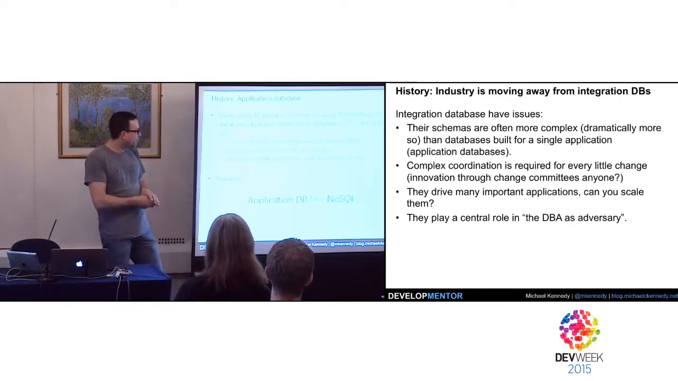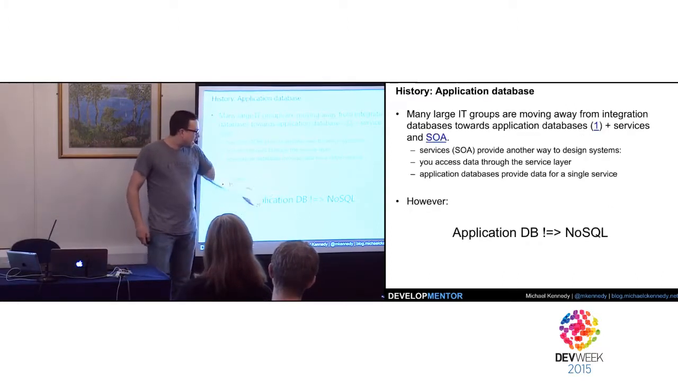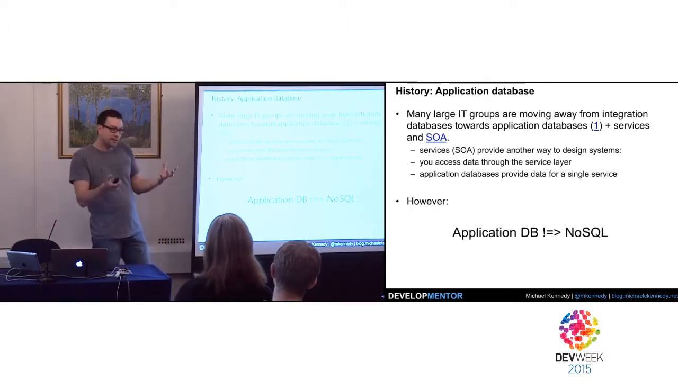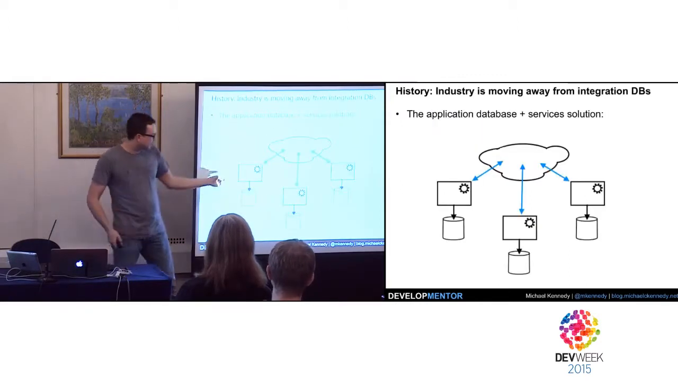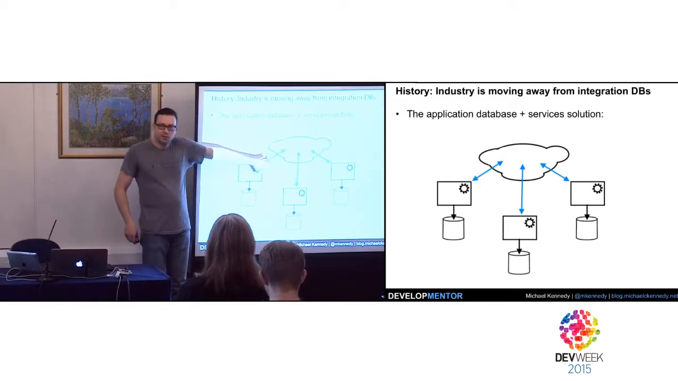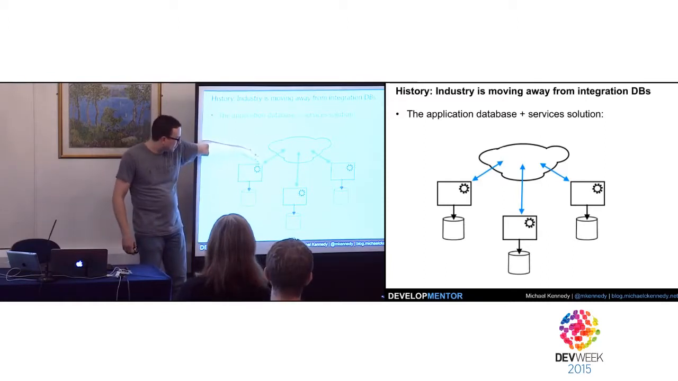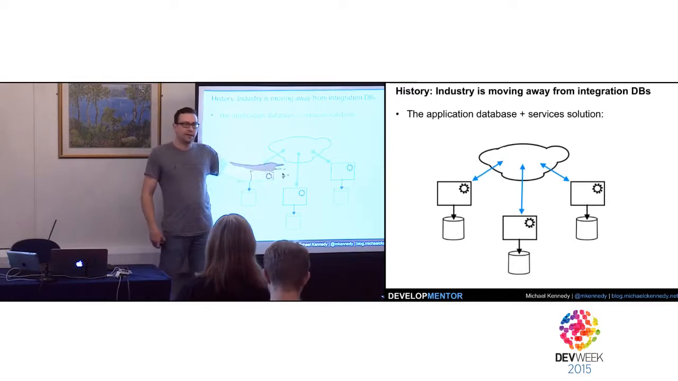However, people are moving away from these to these things called application databases. Now, application databases don't necessarily mean, they rarely mean NoSQL, but they look like this, right? So now we're going through some kind of service layer, and then each little app can have its own data that it stores.